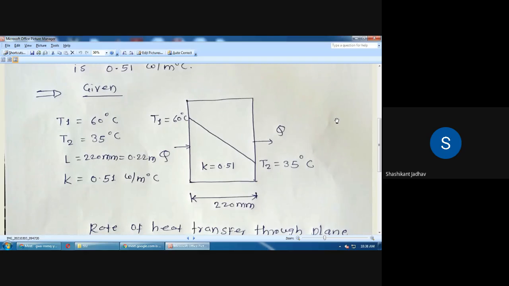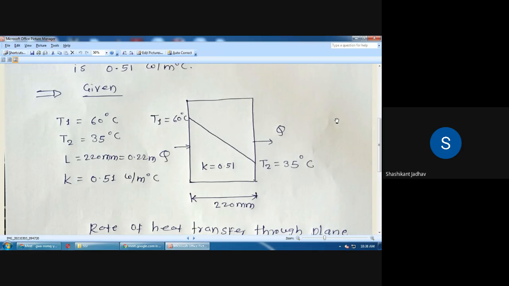Okay, so draw this diagram. Plane 1 is given. The temperature profile for plane 1 is linear. So T1 at the left hand face is 60 degrees Celsius, and T2 at the right hand face is 35 degrees Celsius.